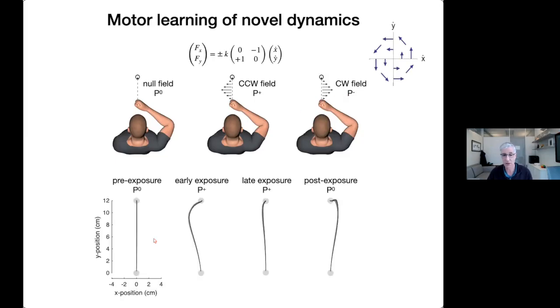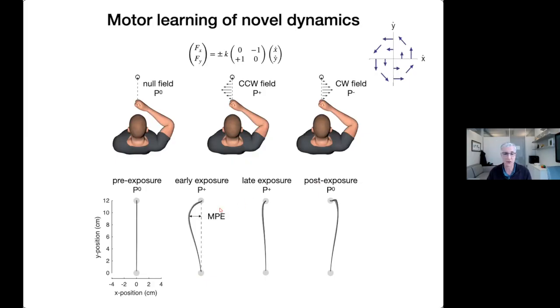If you look at the data, subjects start off making lovely straight movements. If you apply P+, they get perturbed off. That's the trajectory. After half an hour or so, they make lovely straight line movements. And in fact, they think the robot's been turned off. They've internalized the force field and don't even perceive it in the same way. And if you turn it off in P0, you see an after effect.